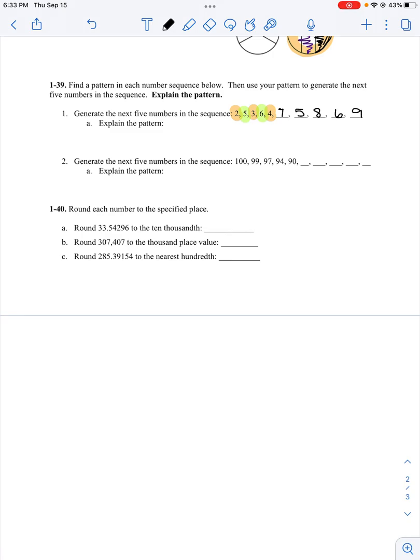Okay, so it's growing. So every other number is growing by 1, right? So in explaining the pattern, if I look at the 2 and the 3, it's every other number, right? 1, 3, 5, 7, 9. Every other number is growing by 1, is how I would explain it.